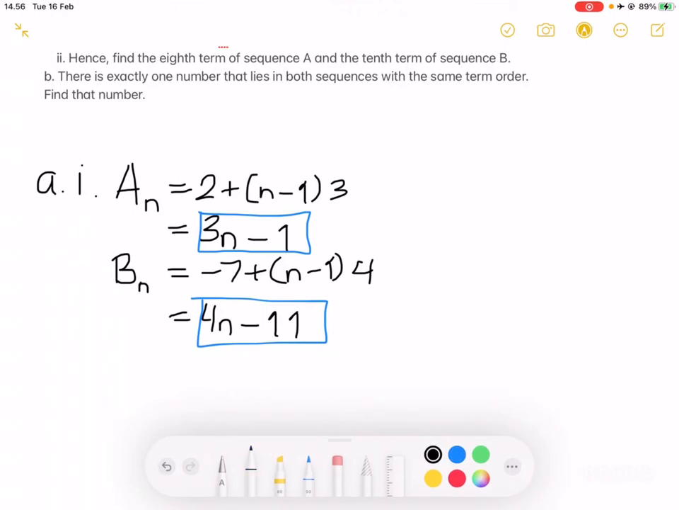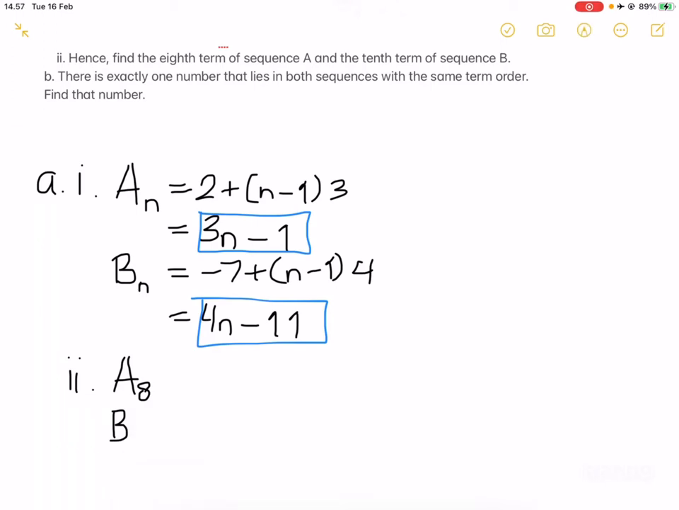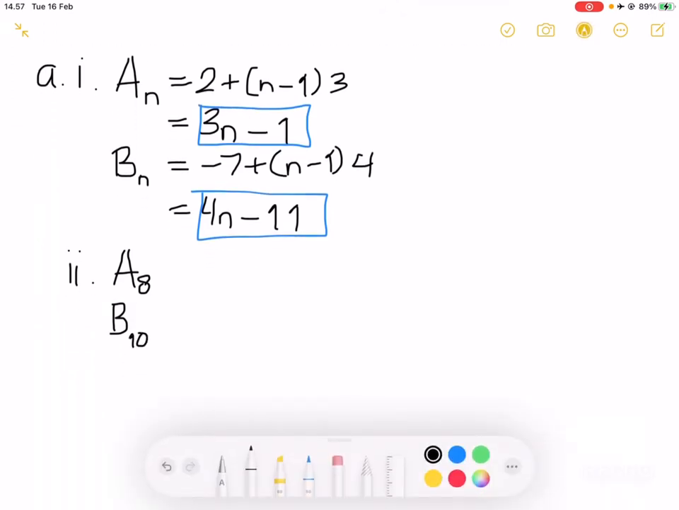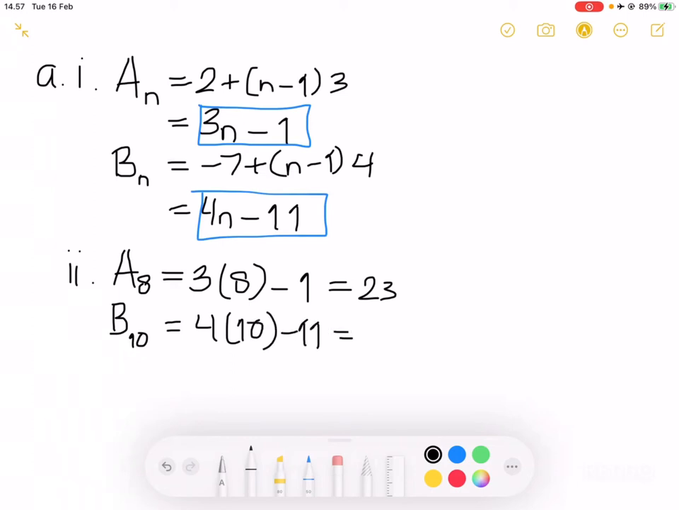For part 2 of part A, we need to find the 8th term of sequence A. So that means A of 8. And then the 10th term of sequence B, which is B of 10. So A of 8 is just substituting n equals 8. It will be 3 times 8 minus 1, which is 23. For B of 10, substituting n equals 10, this will be 4 times 10 minus 11. This will be equal to 29. Alright?